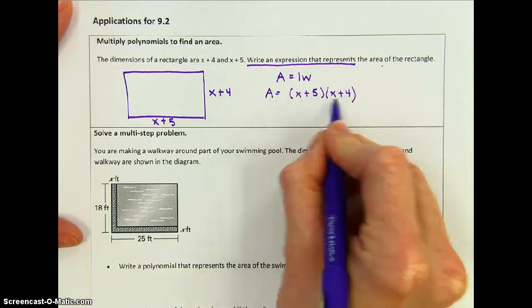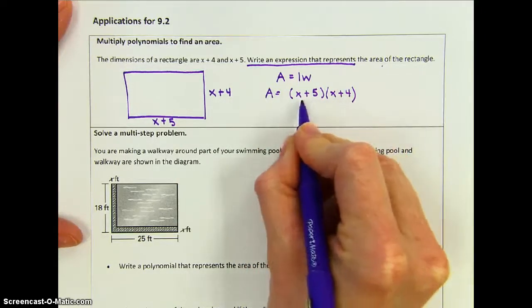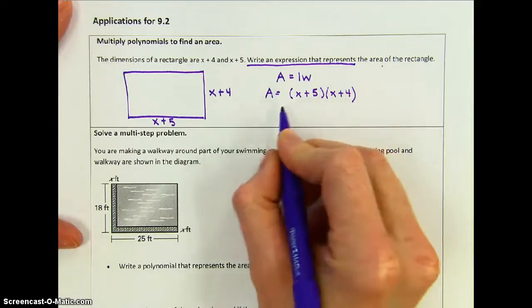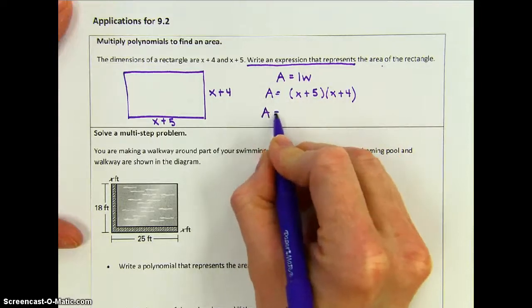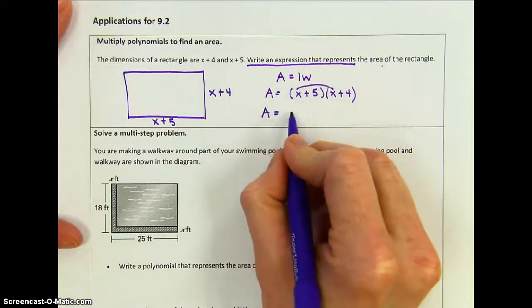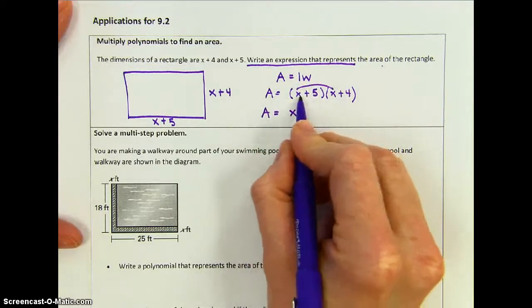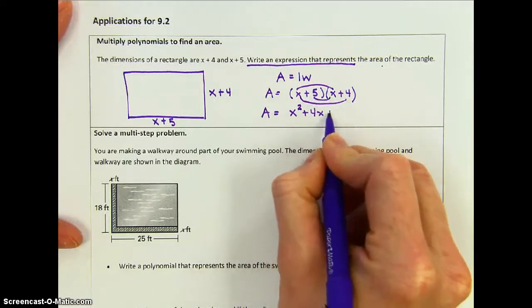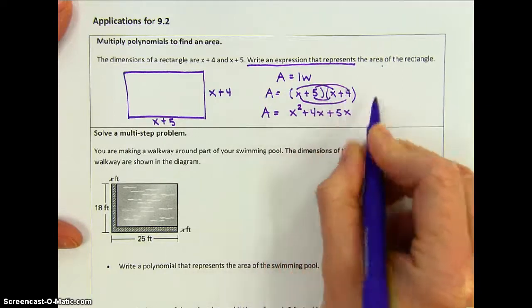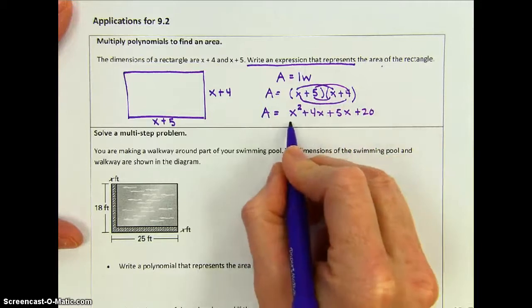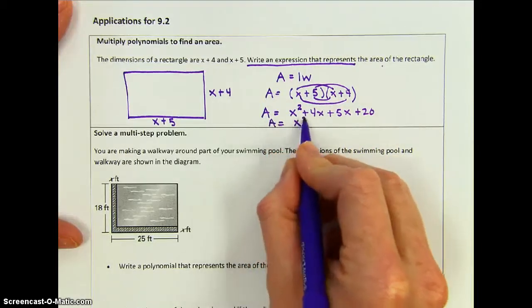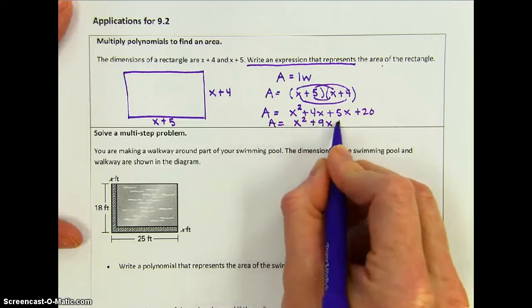Now, we need to simplify this, and we need to multiply the two binomials. Since we are back to binomials, we can use the FOIL method. So we can say area equals first x squared, outer 4x, inner 5x, last 20. So we end up getting the area expression to be x squared plus 9x plus 20.